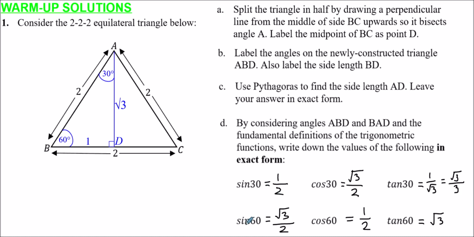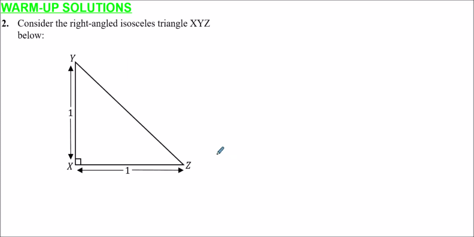So now we can have a look at question 2 and find the exact trig ratios for an angle of 45 degrees. So first of all, we have this triangle here, which is called XYZ. It's a right-angled triangle. Angle X is a right angle. So with 3 steps, we're going to be able to define sine 45, cos 45, and tan 45. So let's think about this now.